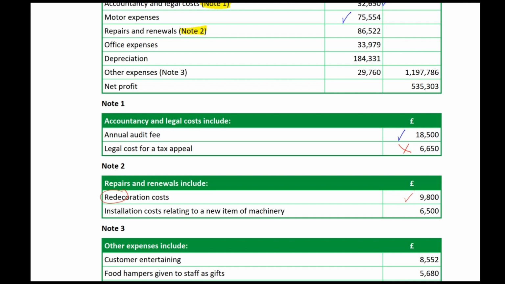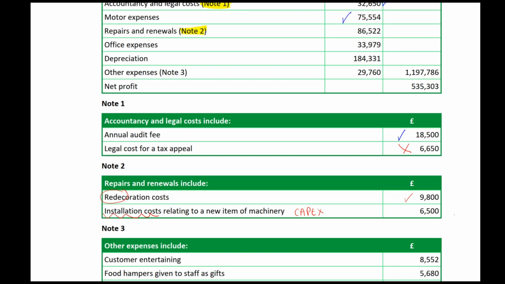The installation cost relating to a new item of machinery. Now the machinery itself would be capitalised, and what that means is I'd include it as an asset. I'd treat it as capital expenditure. And when I treat something as capital expenditure, I include all the costs necessary to bring the asset to its present location and condition. So that can include delivery, it can include non-refundable taxes, it can include testing and installation costs.